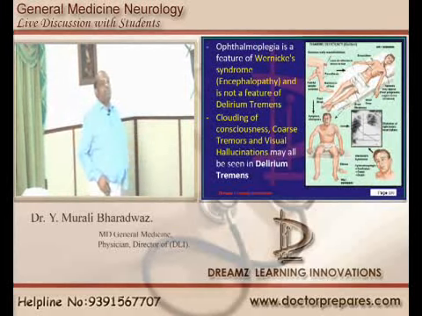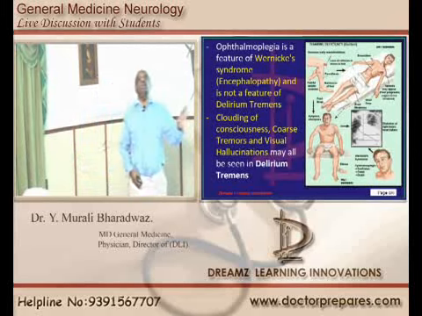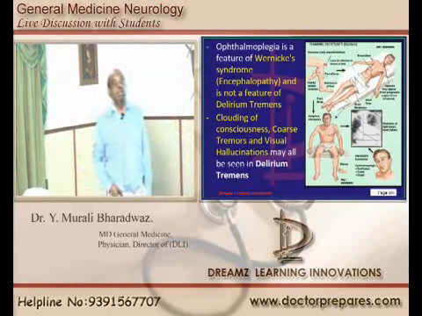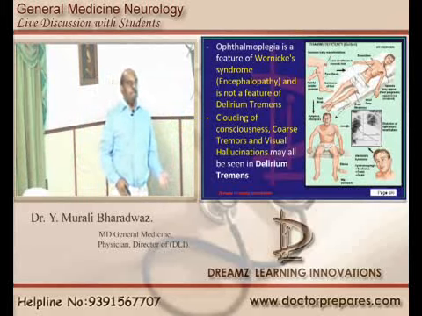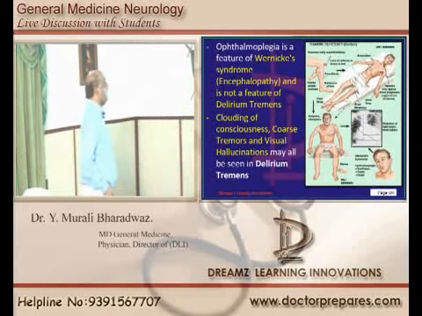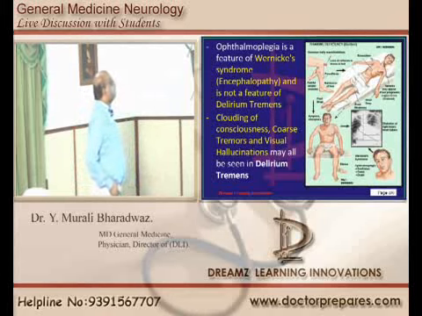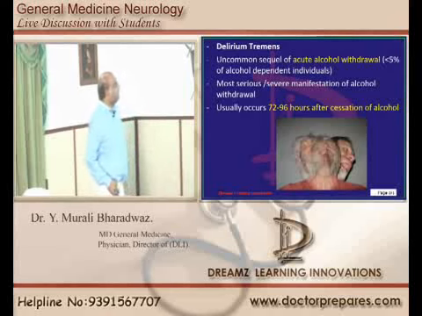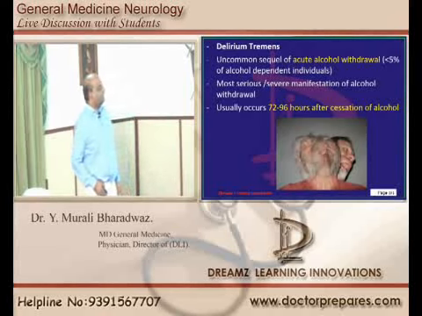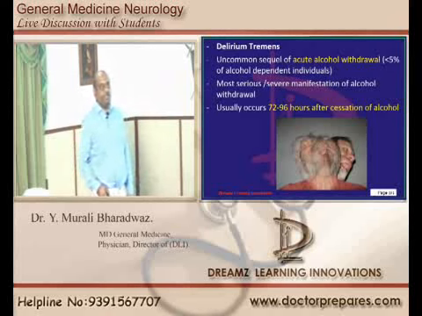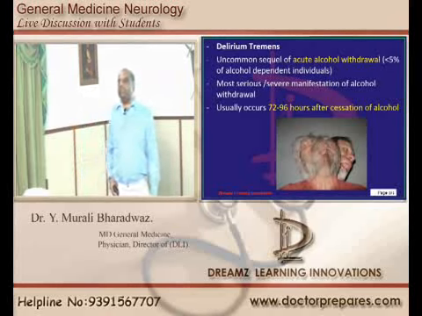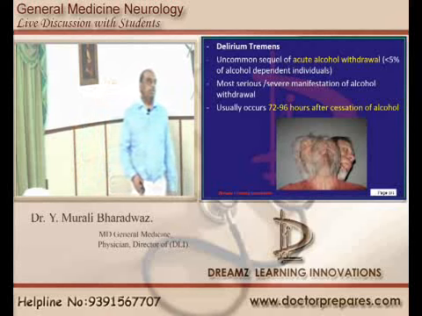Then one of the options was ophthalmoplegia. So in which situation do you have ophthalmoplegia in an alcoholic? Alcoholics are also vulnerable to thiamine deficiency. So Wernicke's encephalopathy can be there, and in that you will have the typical ophthalmoplegia. Now delirium tremens is an acute alcohol withdrawal found in less than 5% of those who are alcohol dependent, and it occurs within 72 to 96 hours after stopping the alcohol.